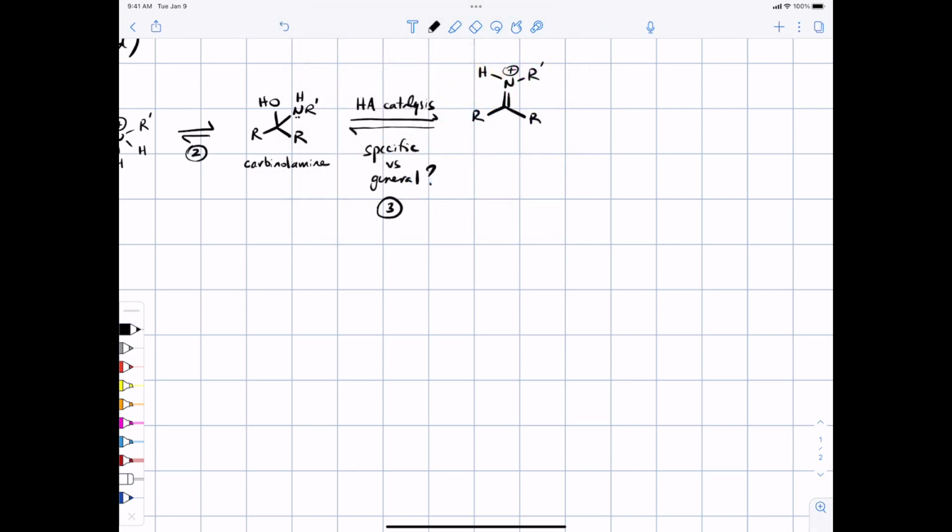Finally, you've got deprotonation of the iminium ion to give you the imine product.